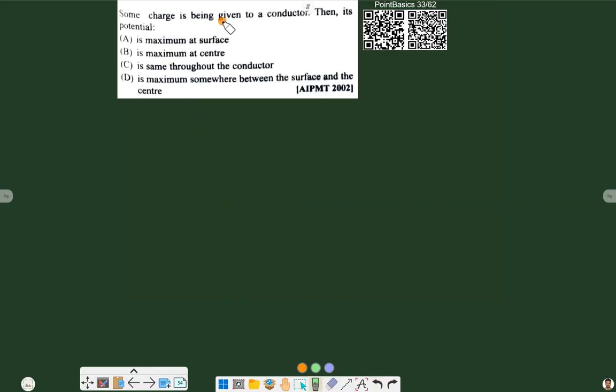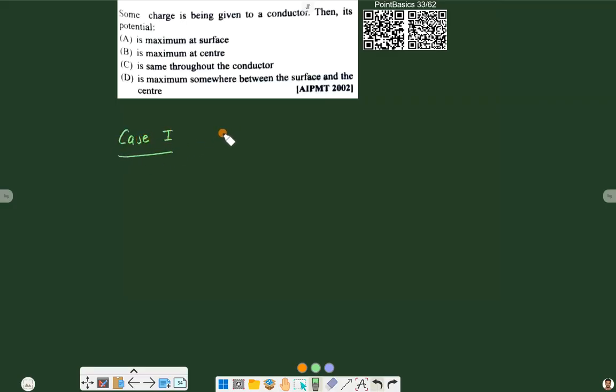Some charge is being given to a conductor, then its potential... So it is given to a conductor, and we have to tell what will happen to the potential. This question is slightly tricky, because the answer will depend on what type of surface or conductor you assume. Suppose first, let's discuss case 1.